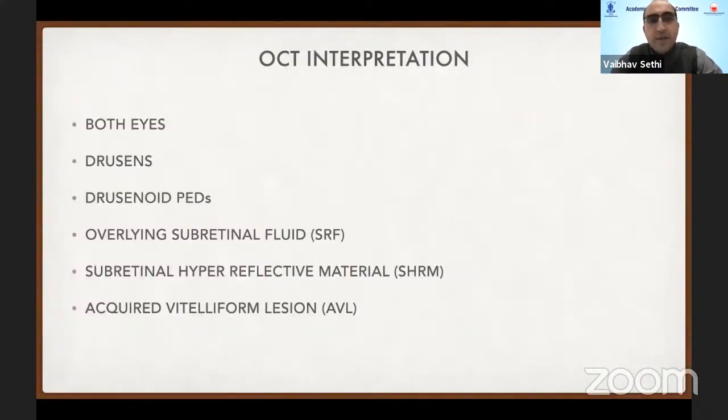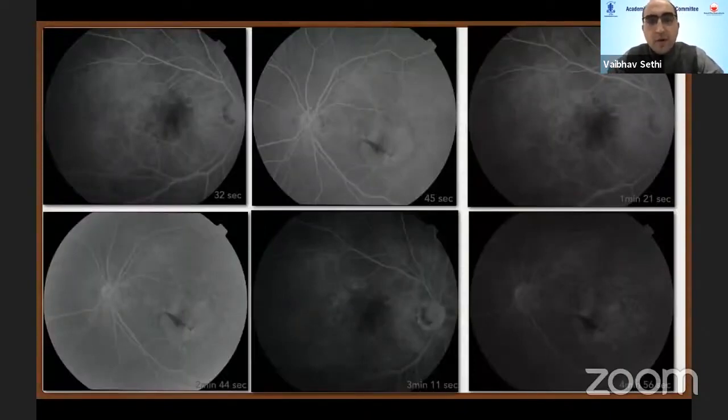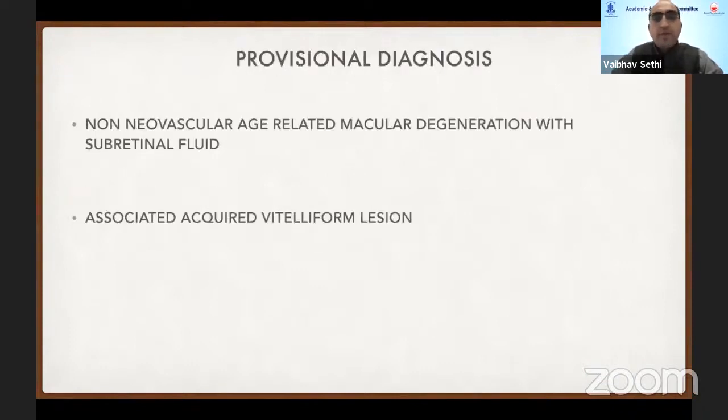So in both the eyes, the OCT interpretation was drusenoid PED, overlying subretinal fluid, subretinal hyperreflective material, and acquired vitelliform lesion. An FFA was done for the patient to rule out any choroidal neovascular membrane or any pathology. On the angiography of both the eyes, there was no leakage seen. However, there was very mild staining seen in the late phase. So a provisional diagnosis of non-neovascular age-related macular degeneration with subretinal fluid was made, associated with acquired vitelliform lesion.